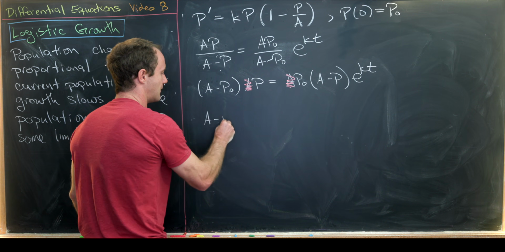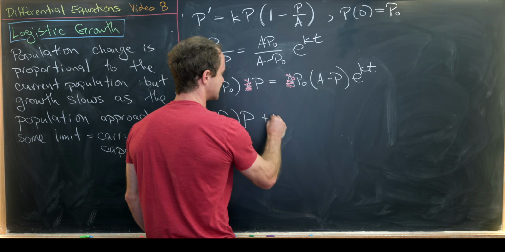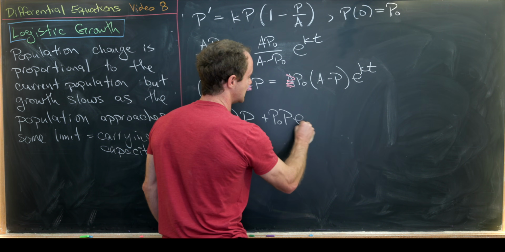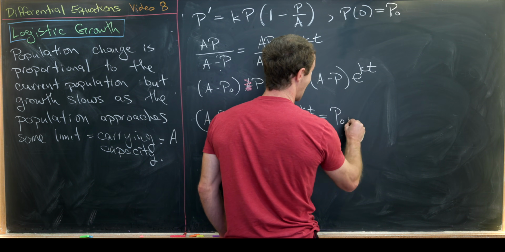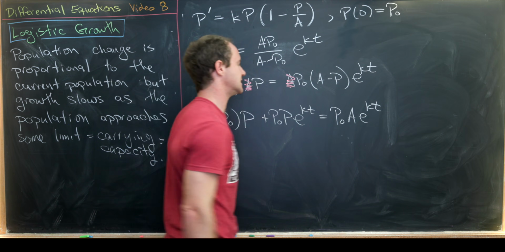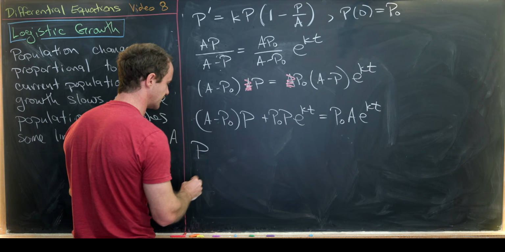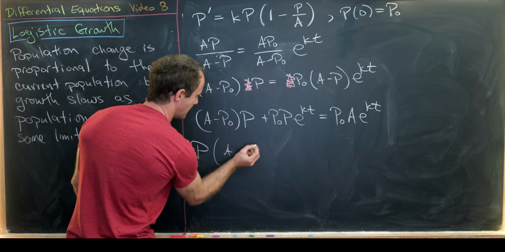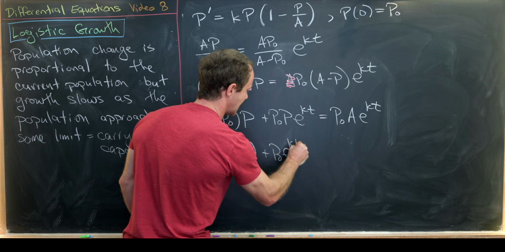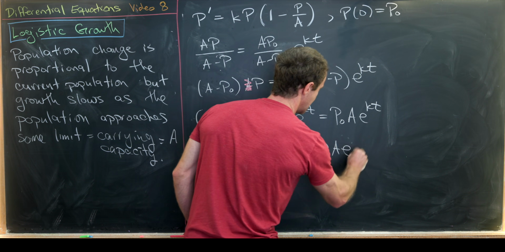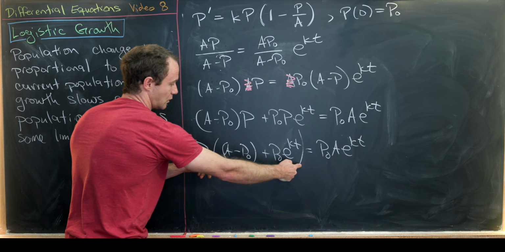So that'll be a minus p naught times p. And then here we'll have plus p naught times p e to the kt equals p naught times a e to the kt. Now we can factor a p out of this left-hand side. That'll leave us with p times (a minus p naught, plus p naught e to the kt) equals p naught times a e to the kt. Finally, we can divide by this whole chunk.